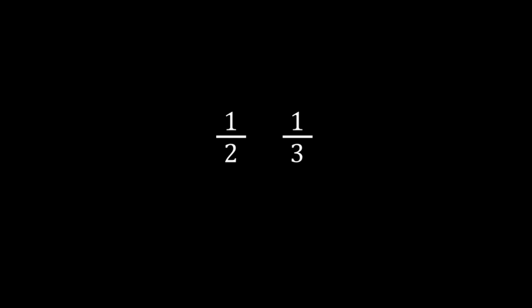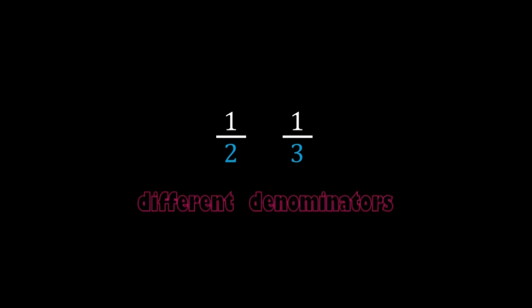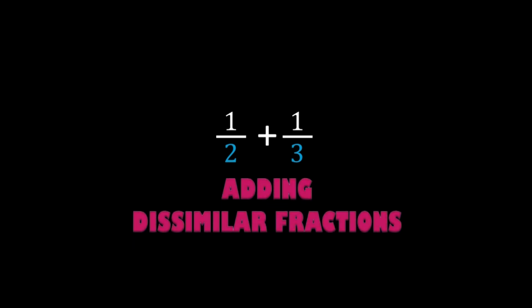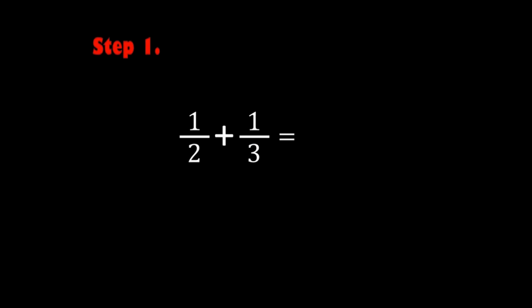So, we have our example 1/2 and 1/3. Our first denominator is 2 and the second one is 3. So, dissimilar fractions are fractions with different denominators. Since I've said earlier that this video is all about adding dissimilar fractions, let's start with our step 1.